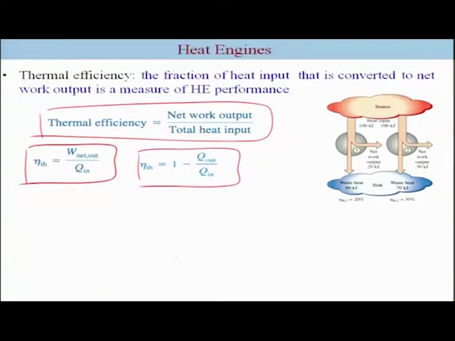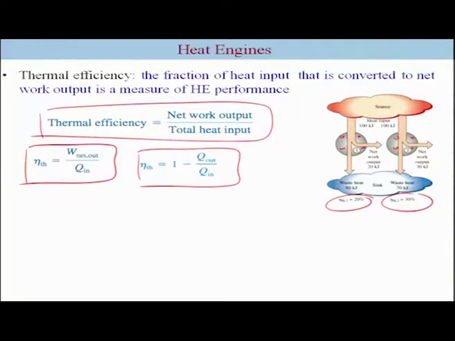This essentially means that you may have the same source and sink for two different engines, but they may have different efficiency, because that may depend on the internal part of the heat engine device overall. That means there are four devices for a generic heat engine, and the efficiency may depend on the efficiency of the individual devices.